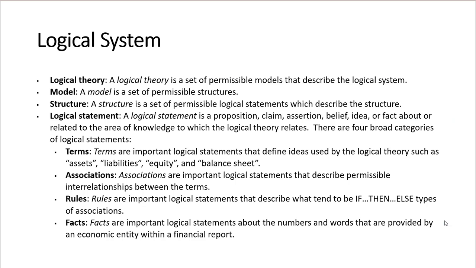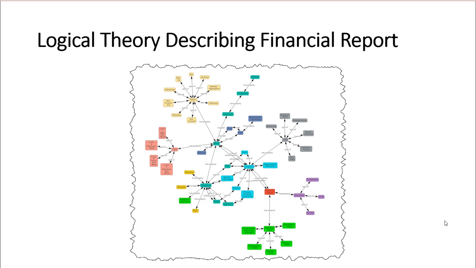So basically, a financial report is a logical system. It can be explained by a logical theory. You can create a model. The model can have different structures. Structures have different logical statements. Terms, associations, rules, and facts are different types of statements. And a financial report is basically a knowledge graph that is explained by a logical theory, and I provided a logical model that lets you work with the logical pieces of a financial report rather than the technical syntax level.